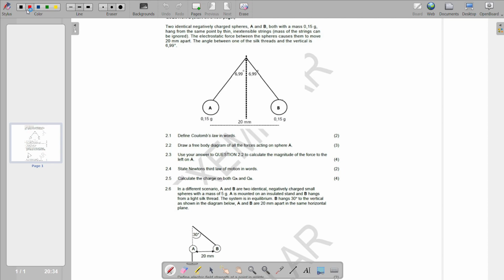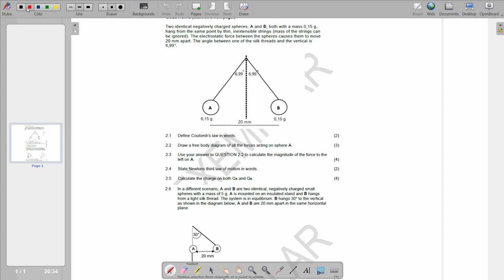Question 2. The question says that two identical negatively charged spheres A and B, both with a mass of 0,15 g, both of them having the same mass according to the statement, hang from the same point by thin inextensible strings, which means that the mass of the string can be ignored. Electrostatic force between the spheres caused them to move 20 millimeters apart.